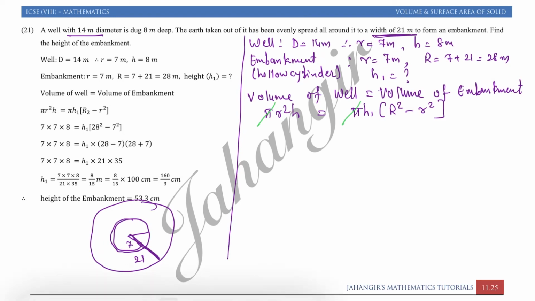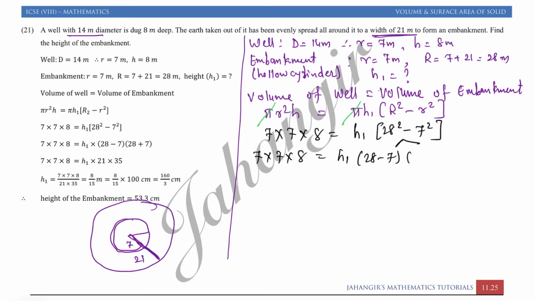We will just put all values. r is the radius of the well, that is 7 into 7 into 8, that is equal to h1 we have to find. Capital R square is 28 square minus 7 square. So we can write 7 into 7 into 8, that is equal to h1. We will put a minus b, a plus b का formula, that is 28 minus 7 into 28 plus 7.